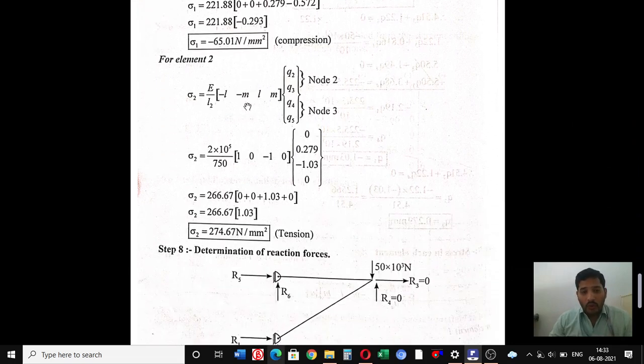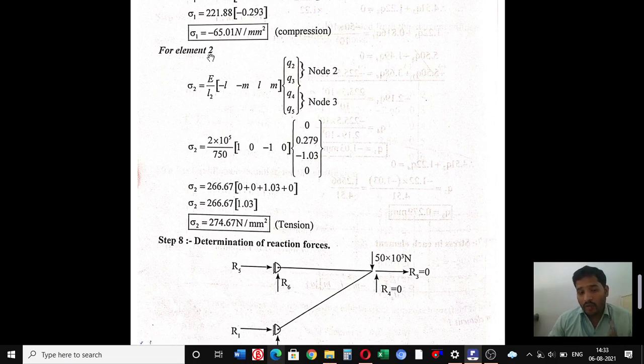For element number 2, sigma 2 is equal to E by L2 times [-L, -M, L, M]. Again, to find element number 2, you need to join the second node to the third node. So Q2, Q3, Q4 and Q5. Q2 value, how much is there? We got the answer 0. Q3 we already found as 0.279. Q4 we got minus 1.03. Q5 value is also 0.